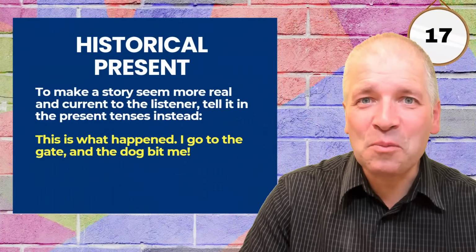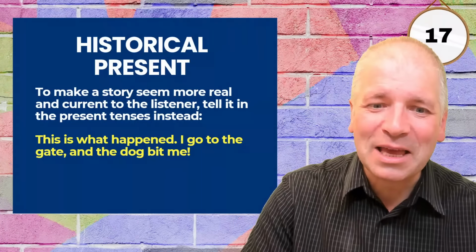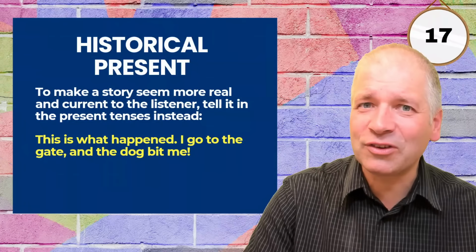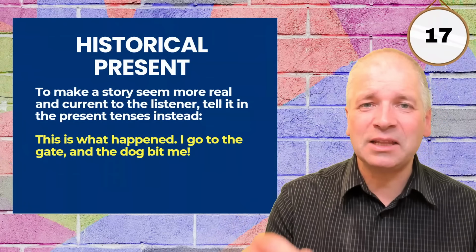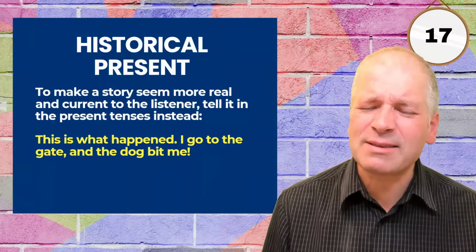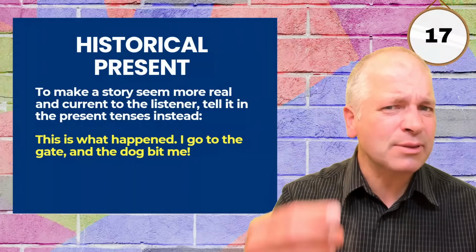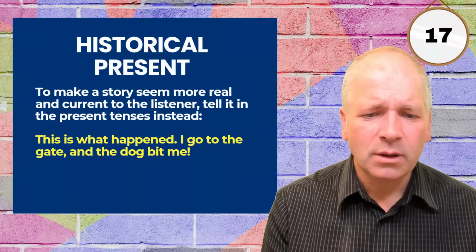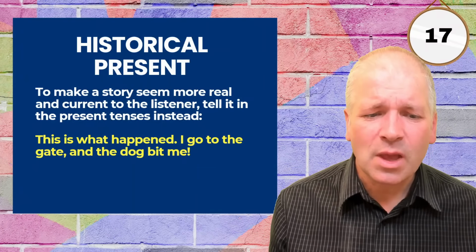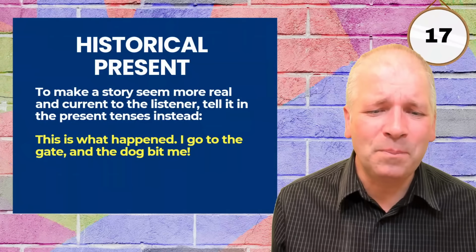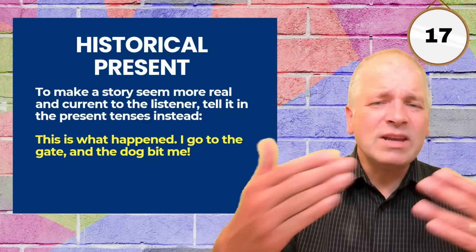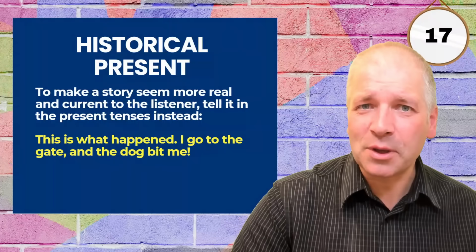The historical present is what we use to make a story seem more real and current to the listener. Instead of telling it in the past tense, we switch to the present tenses, so it has that more real and current feeling. It allows the listener to think they're there. This is what happened. I go to the gate and the dog bites me. I'm retelling the story as if it was now for you.